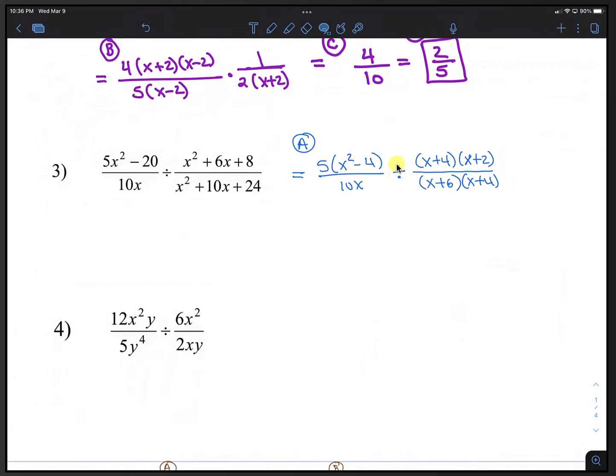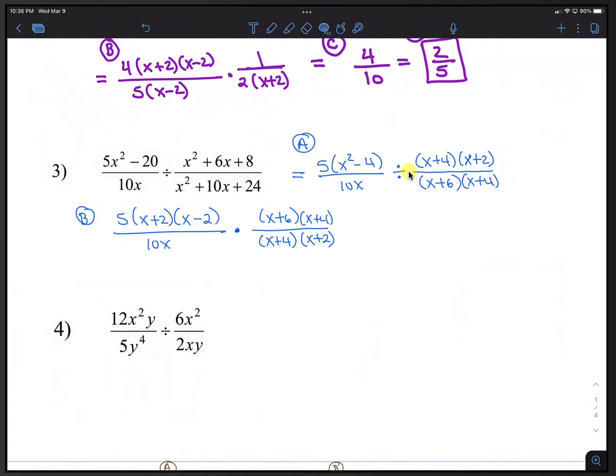Now we're going to flip this fraction. Oh, but we can also factor the x squared minus 4 next. So x squared minus 4 will factor into x plus 2 times x minus 2. That brings us to what we have here in step B.